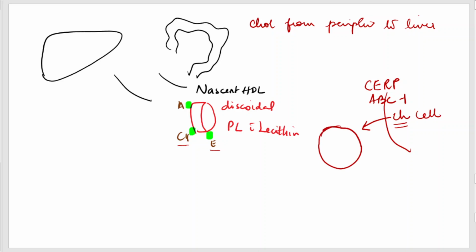Now, this cholesterol which is effluxed from the cells gets into the HDL molecule. If it is left free, it can easily get out of this HDL molecule. So we have to trap it inside this HDL by converting it into a cholesterol ester. Now this is done by an enzyme called LCAT. What is this LCAT? LCAT is lecithin cholesterol acyl transferase.